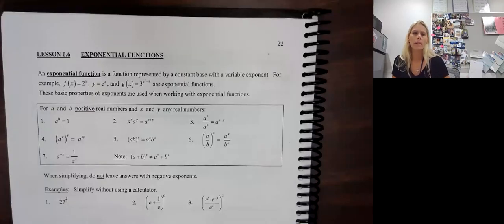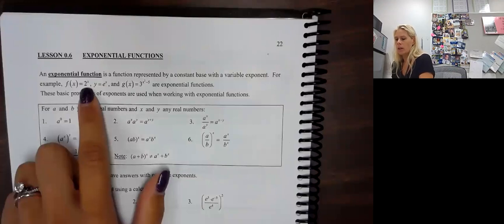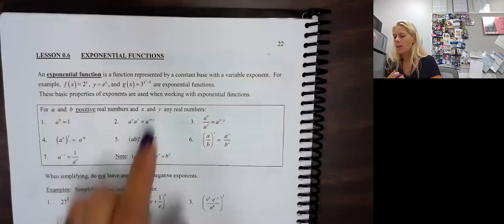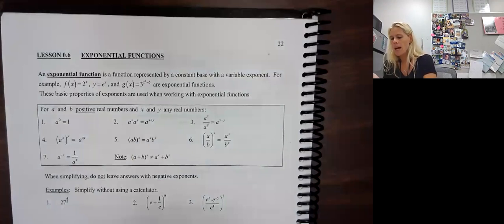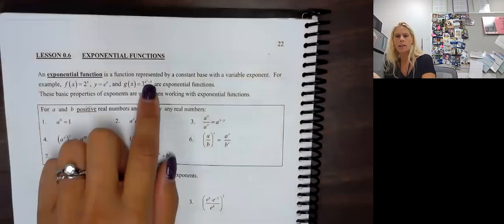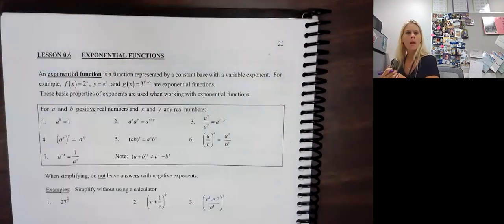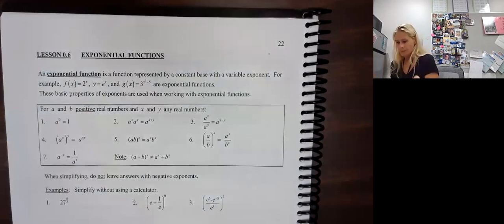Welcome back, guys. So in point 6, we're going to review our exponential function. An exponential function is a function represented by a constant base, so in this case 2, e, and 3, with a variable exponent. So x squared minus 5 is the exponent. For example, those three.